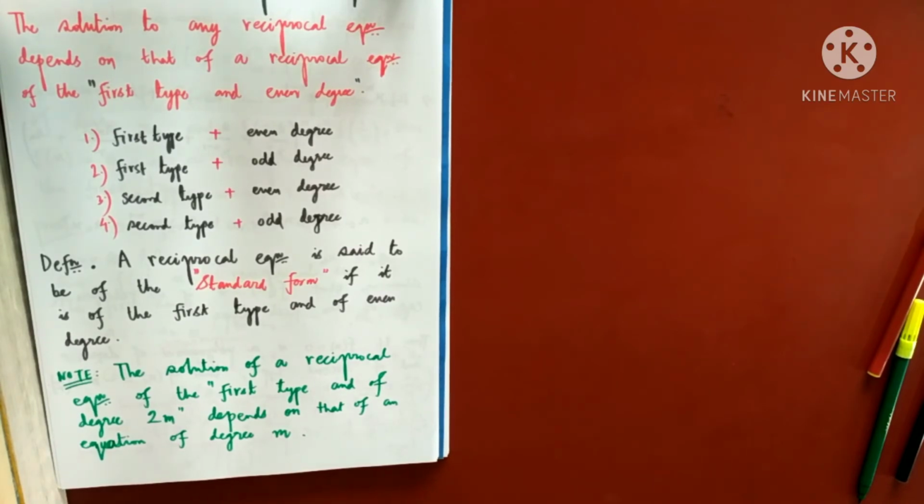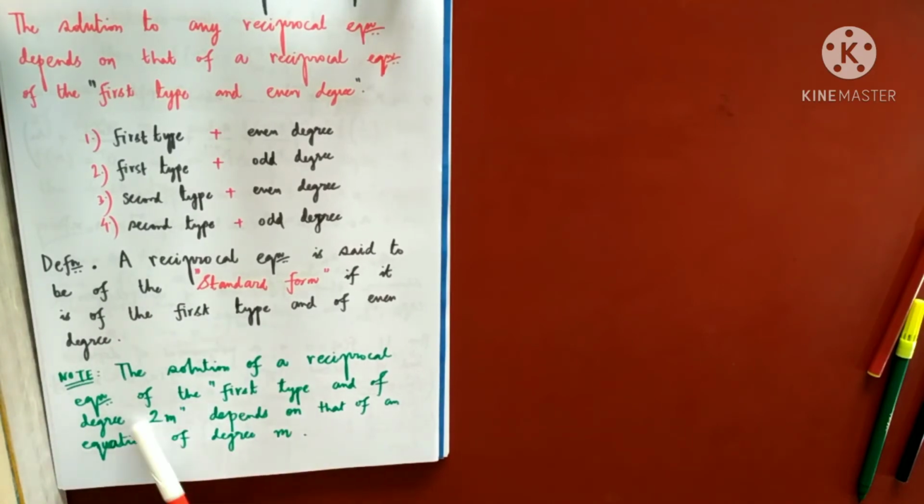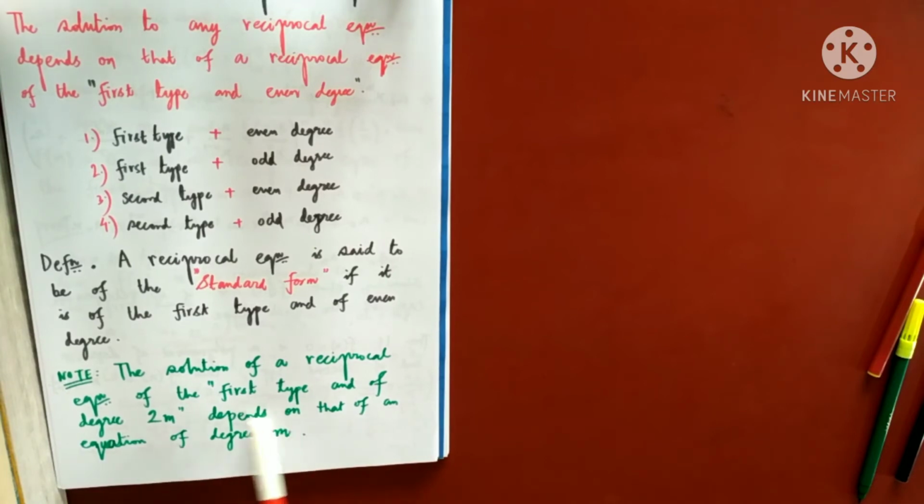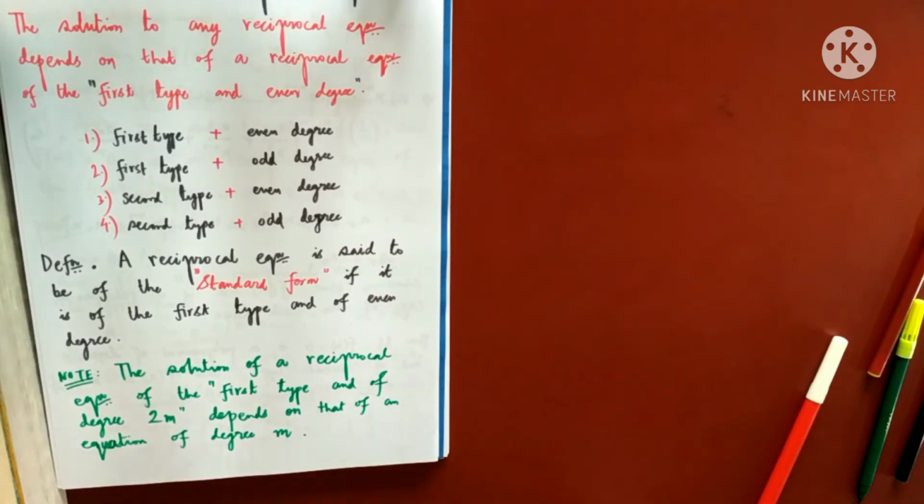So remember that any reciprocal equation in the standard form having degree 2m, because the degree is even, depends on an equation of degree m. So to solve this, we have to solve an equation of degree m. Suppose I give you a reciprocal equation of first type and of degree 4, then the solution will depend upon an equation of degree 2, because here it is 4, so half of this will be 2. So that means you have to just solve a quadratic equation. As simple as that.